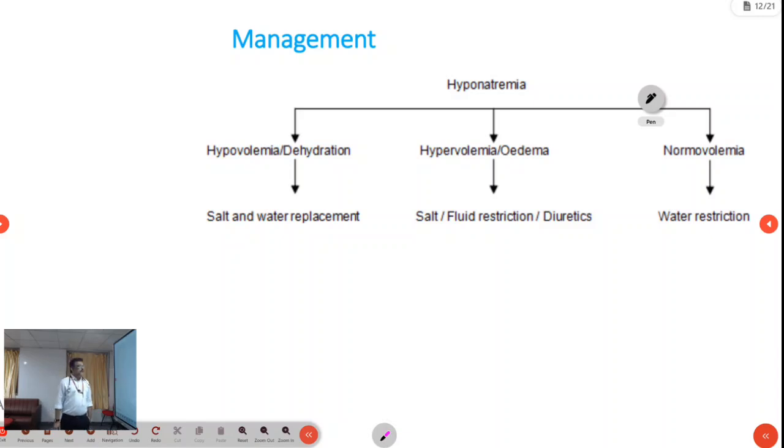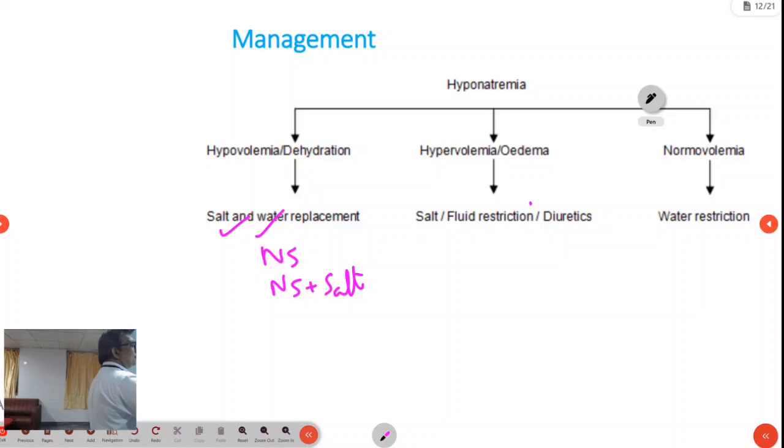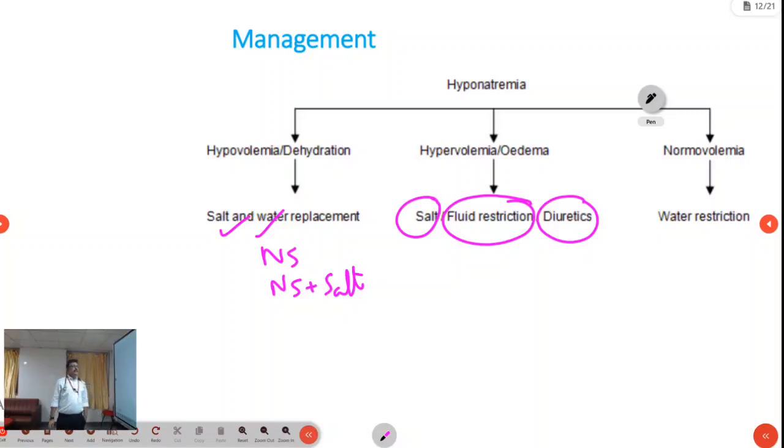So if the patient is having hypovolemia, dehydration, give water with salt, that is you can give NS or NS with salt. That is a treatment, oral salt. If the patient is having hypervolemia or edema with hyponatremia, your main aim should be fluid restriction and fluid removal and salt restriction. These are the three strategies in hyponatremia in a case with cardiac failure, liver failure, kidney failure, nephrotic syndrome, all these conditions.